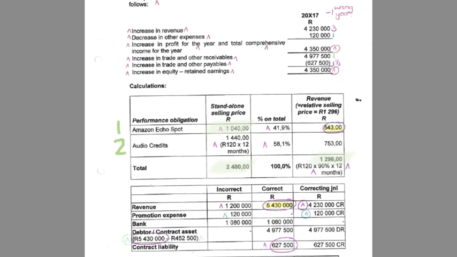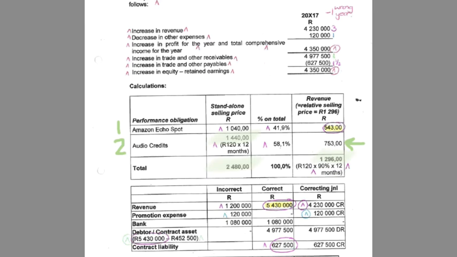In this way, we can calculate the portion of the transaction price that goes to the Amazon Echo Spot per subscription. If we want to calculate the portion that goes to the audiobooks, we do the same thing. We take the standalone selling price divided by the total of all the standalone selling prices times the total transaction price, and that will give us per subscription the amount allocated to the performance obligation of the audiobooks.